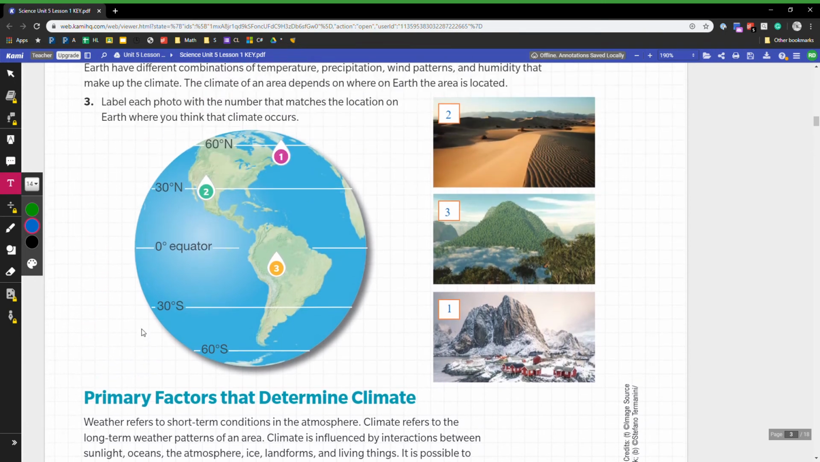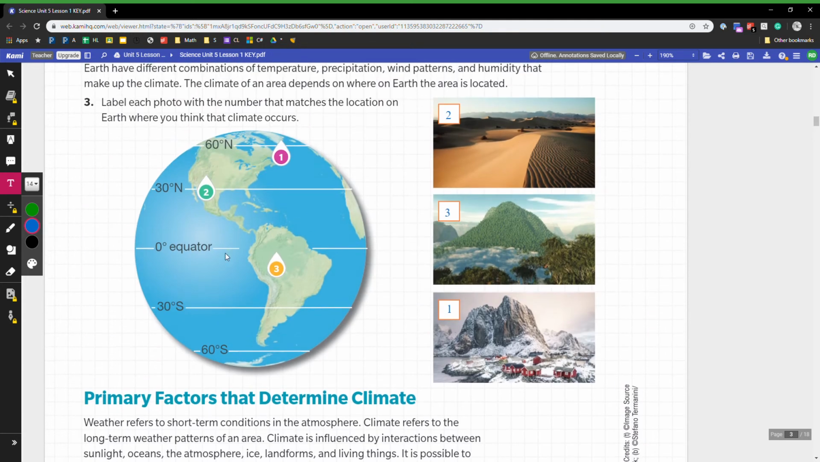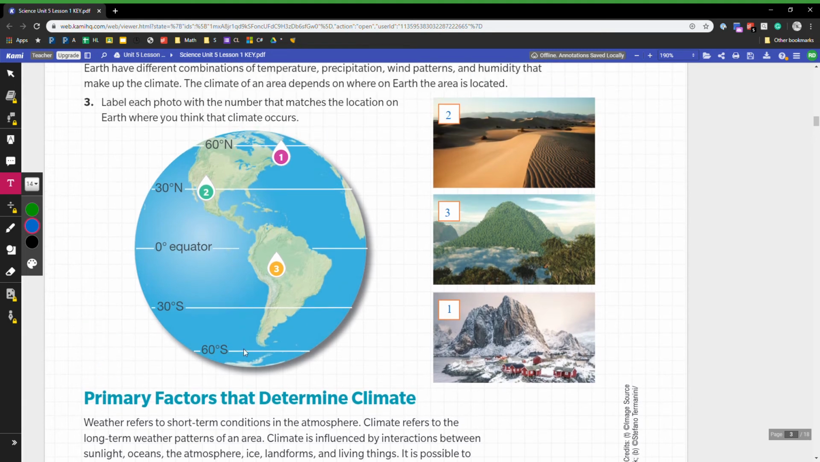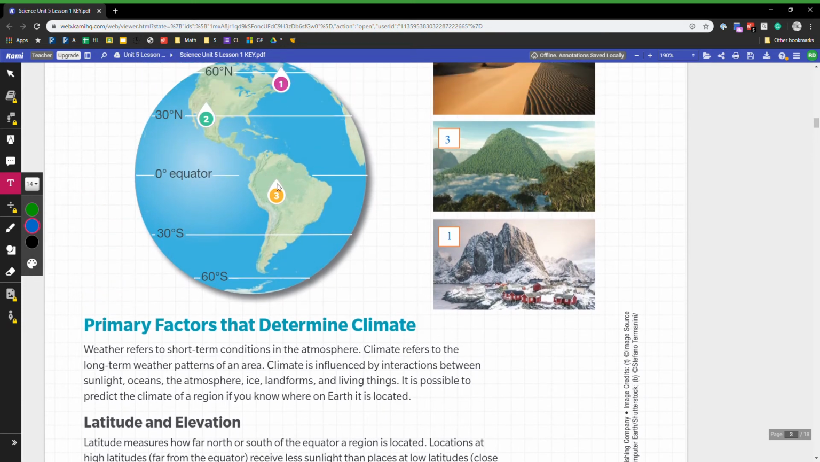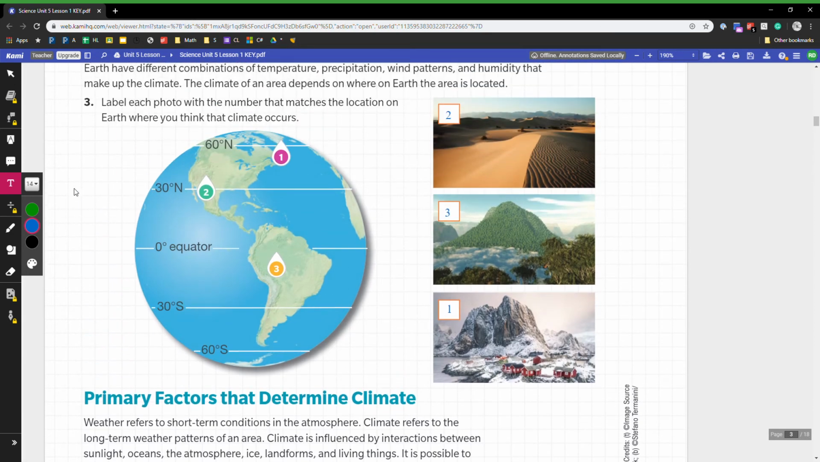So this is talking about primary factors that are determining climate. Some of the factors are the latitude and the elevation. Remember, latitude is how far north or south you are, and elevation is how high things are. The farther north or the farther south you go, it will get colder on average, because remember, most of the energy from the sun is going to be averaging out to hit the equator. Elevation also has to do with how high above sea level something is, so mountains have high elevation. And then the location of mountains and oceans also affect things.